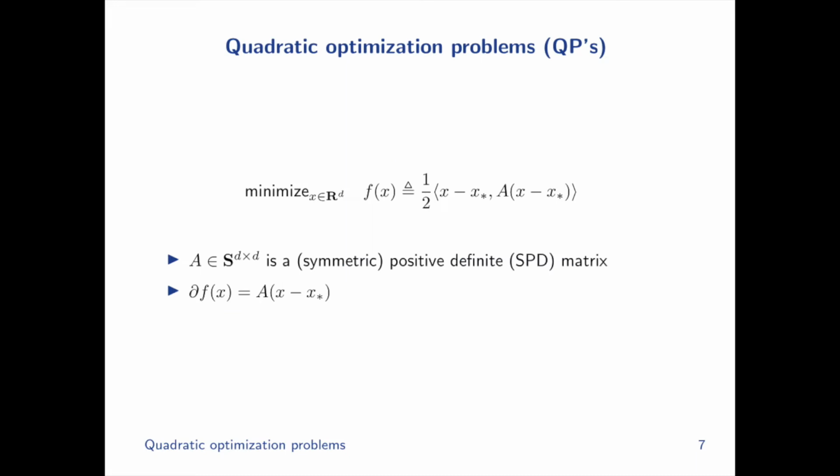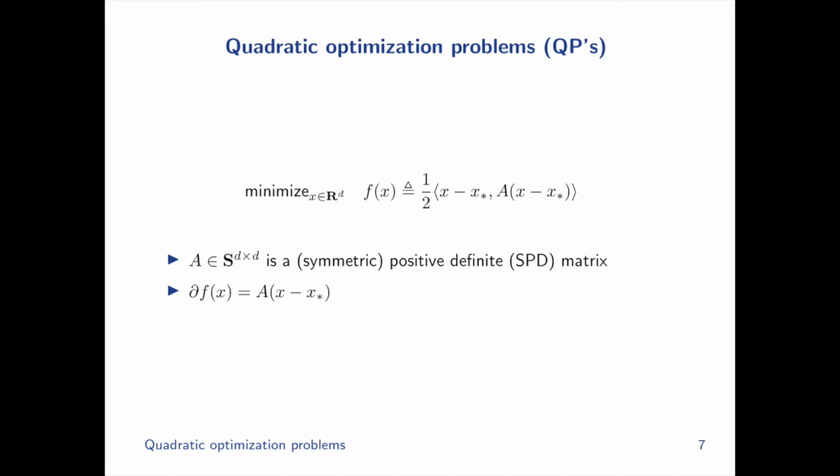Okay, so a quadratic optimization problem is just an optimization problem in which the objective function is a quadratic function or a quadratic form. Each quadratic form is specified by a matrix. This is denoted by A on this slide. And we're going to assume that this matrix is symmetric and positive definite. The positive definiteness part is basically required for this optimization problem to make sense.